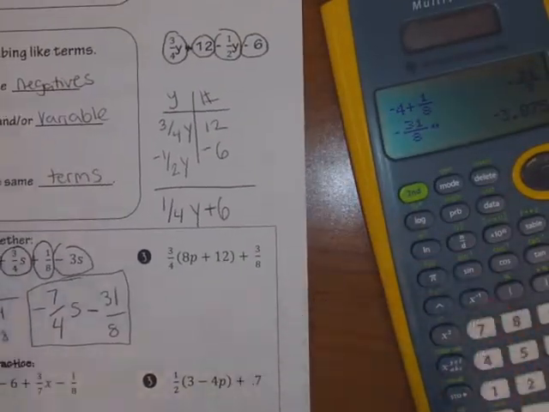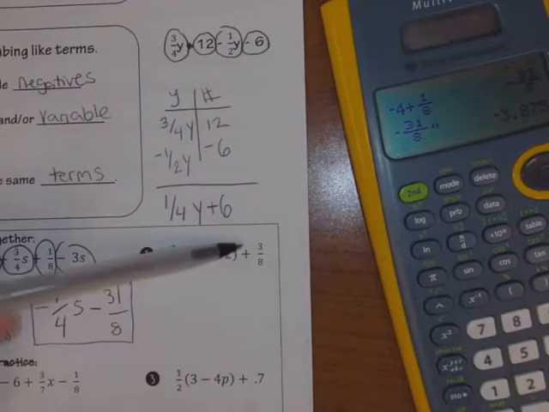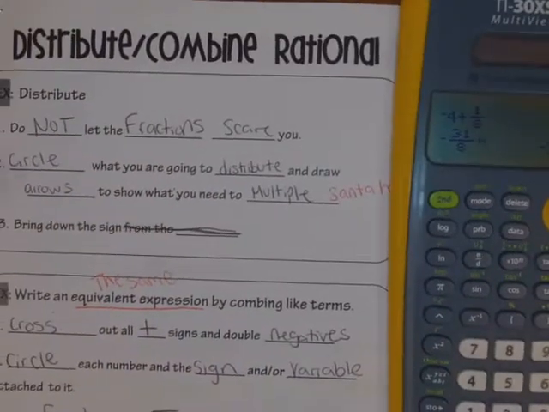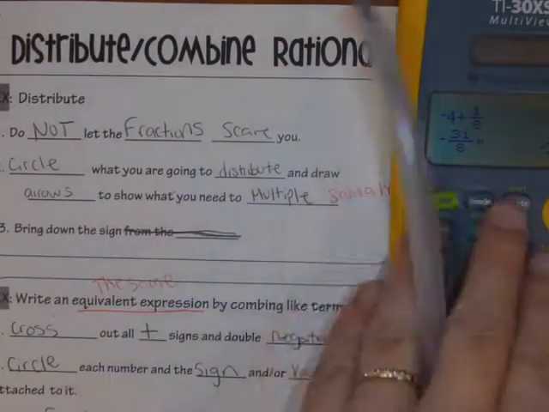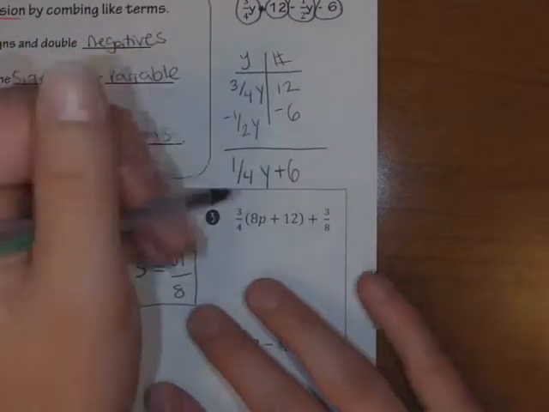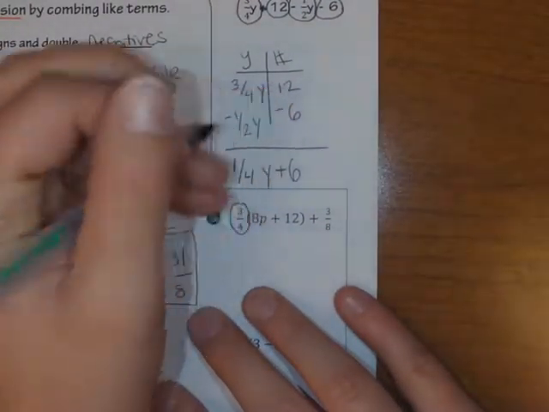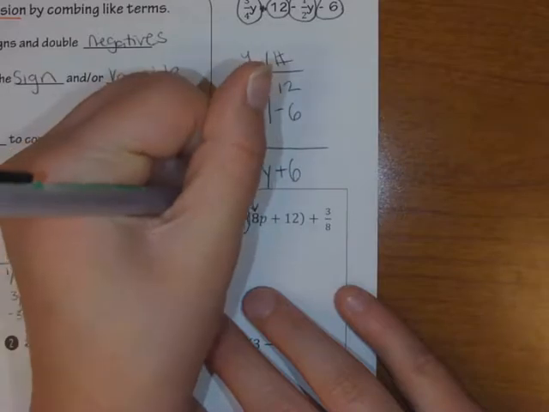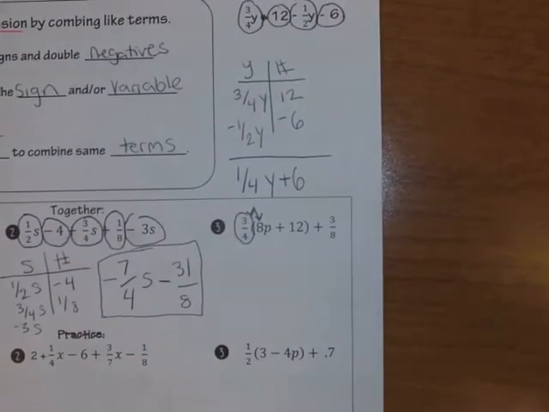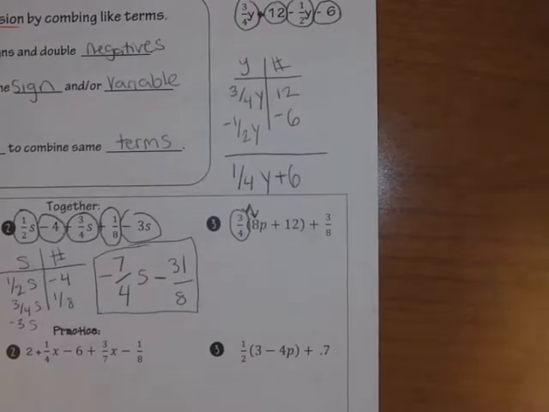Okay, now on number 3, I do see parentheses. Do you see those parentheses? I see those parentheses, which means you need to distribute. Let me get that calculator out of the way. Distribute. Okay, so I'm going to circle the number I'm distributing and draw my arrows. Even I, to this day, still draw my arrows because it's helpful.